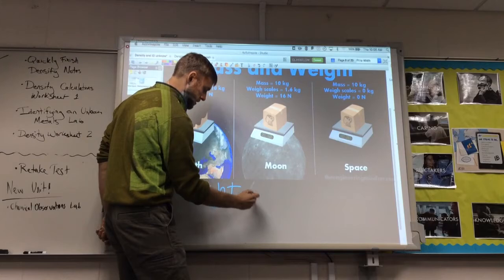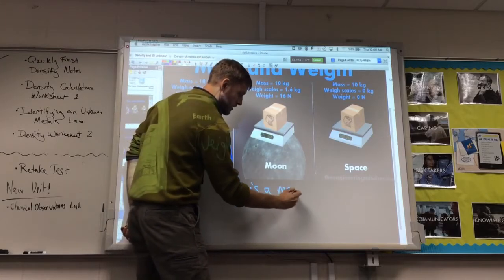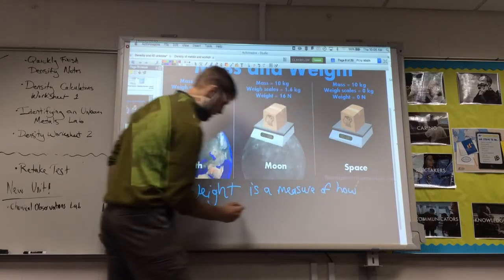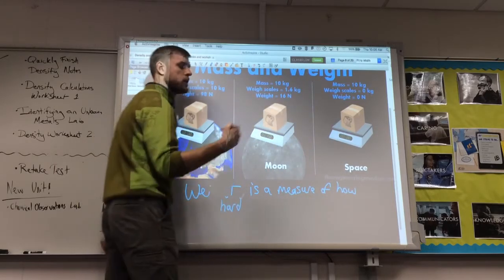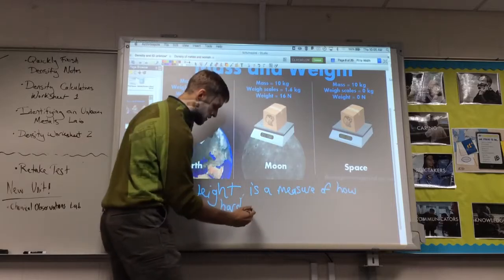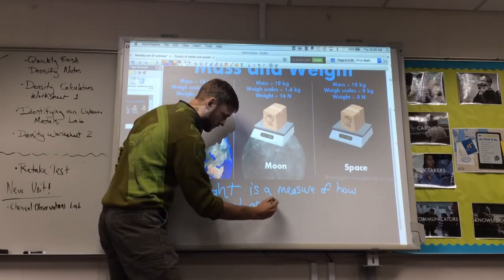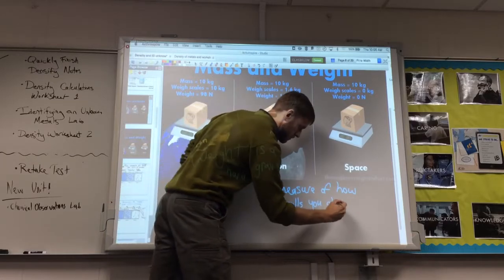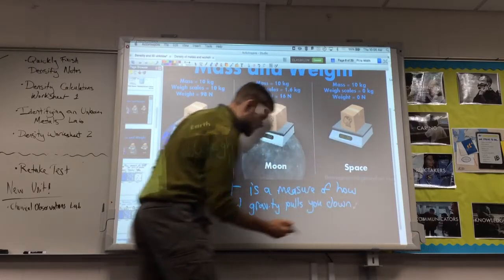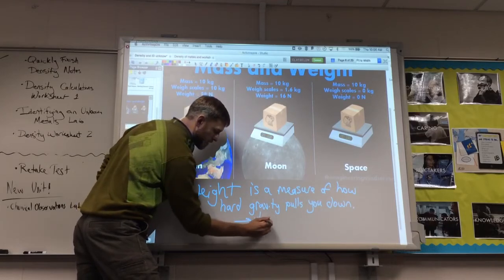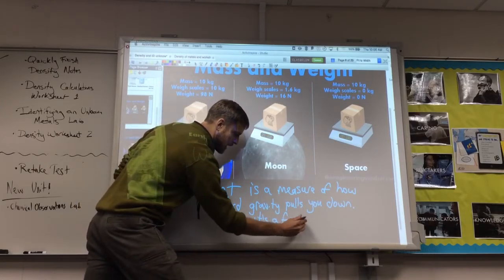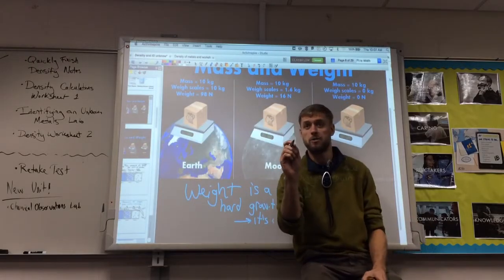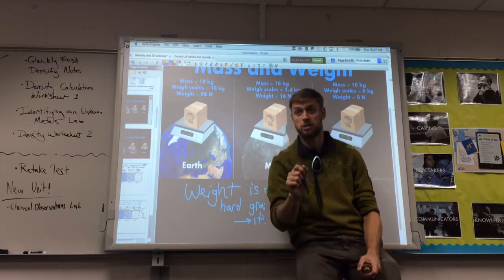Weight is a measure, record this. Weight is a measure of how hard gravity pulls you down. It's a measurement of force, by the way. That means it's a force. Weight is measuring the force that you push on the ground with, which is why we measure your weight in pounds, because pounds is actually a measurement of force.